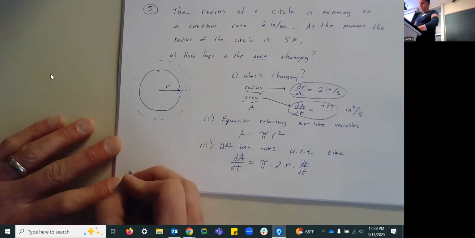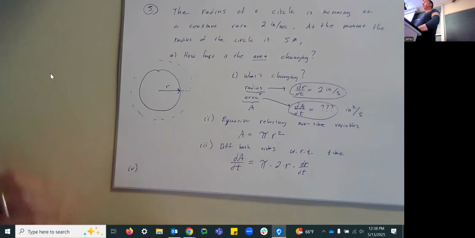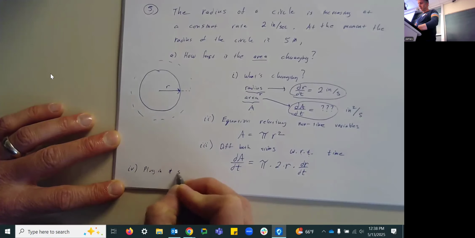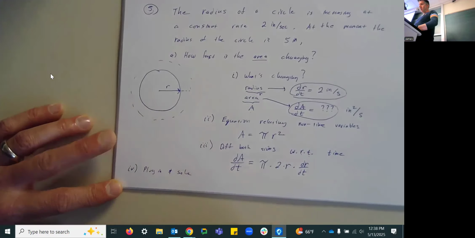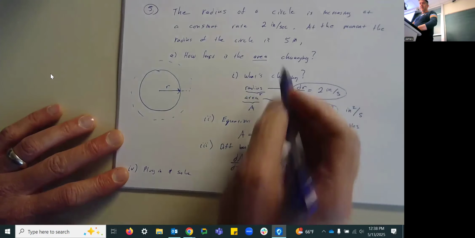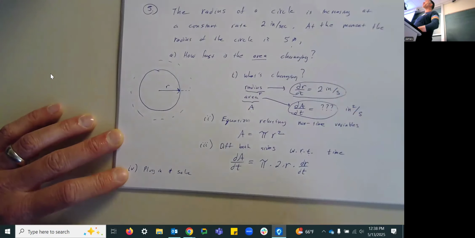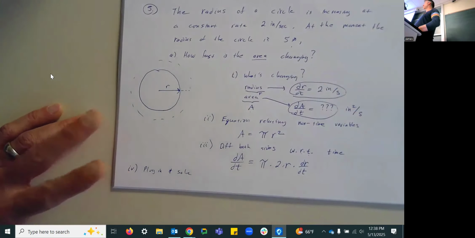Finally, I think I can fit this in here. We plug in what we know, solve for what we want to know. So plug in and solve. So I know that the radius is 5 inches because they told me so. And I know that dr/dt, the rate of change of the radius, is 2 inches per second.